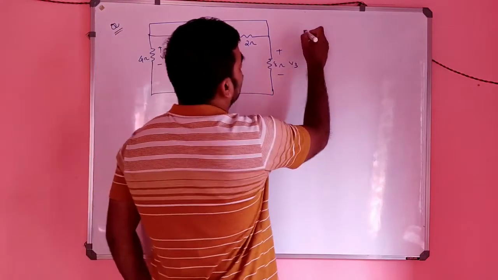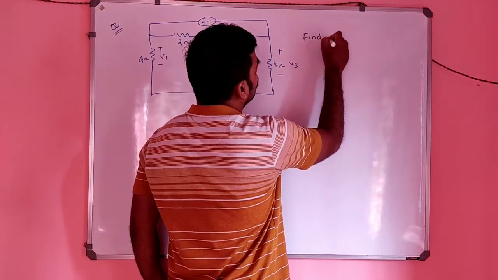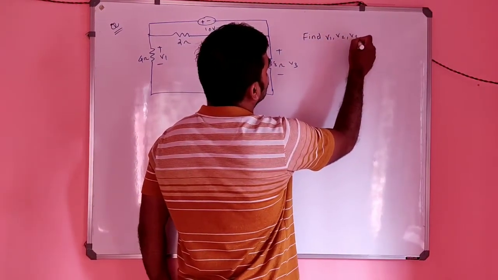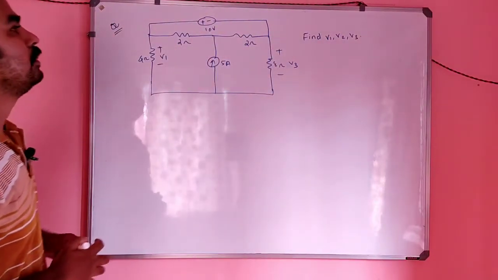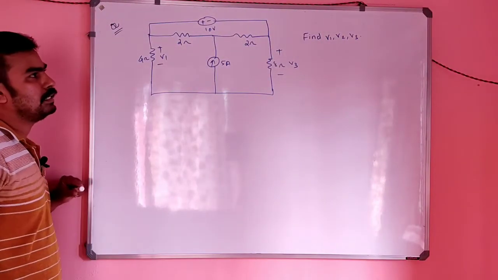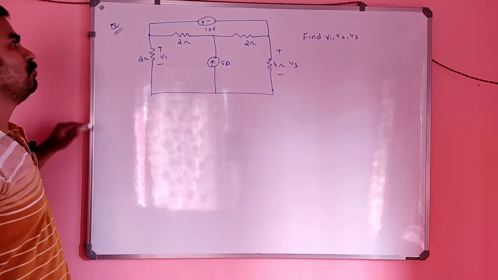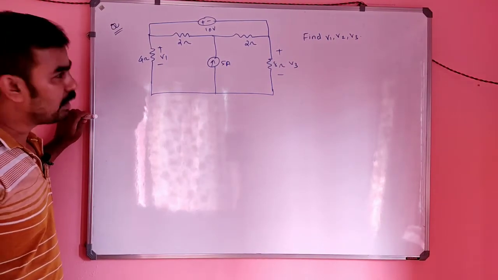So again, our aim is to find V1, V2 and V3. How can it be solved?